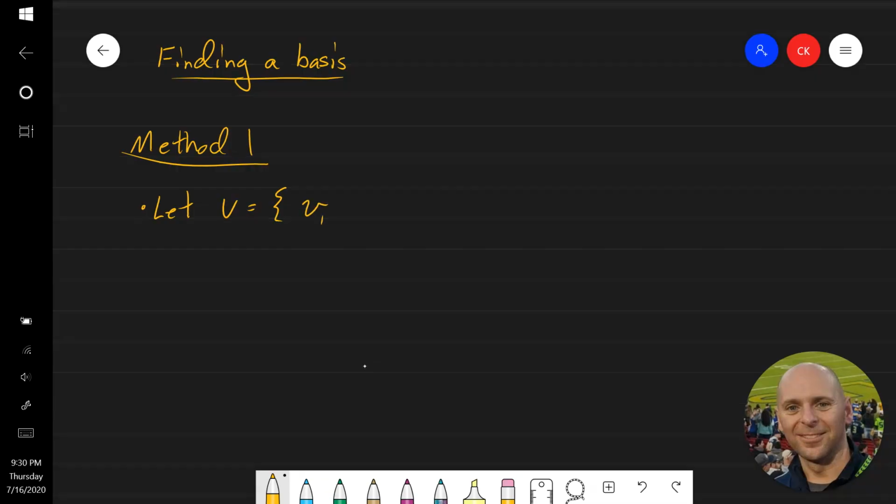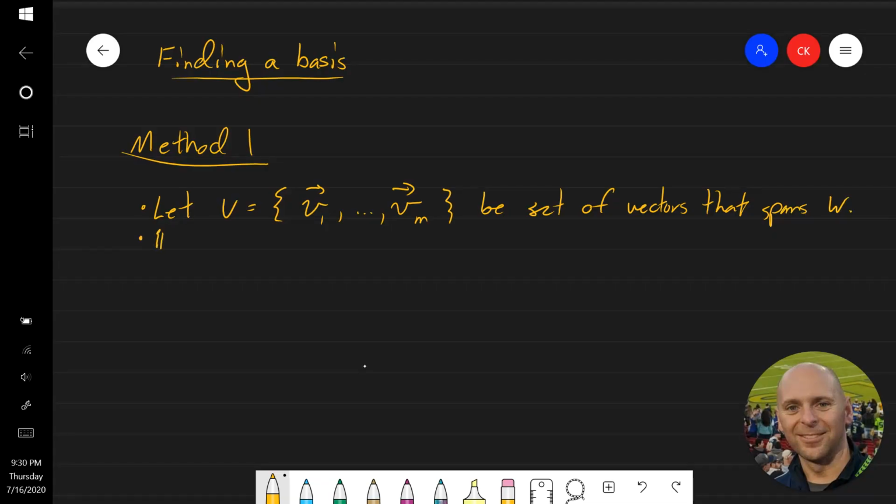That's going to be V1 up to Vm, and that's going to be a set of vectors that spans a subset W. We would then just kind of throw all of those vectors into a matrix, put it into row reduced echelon form.